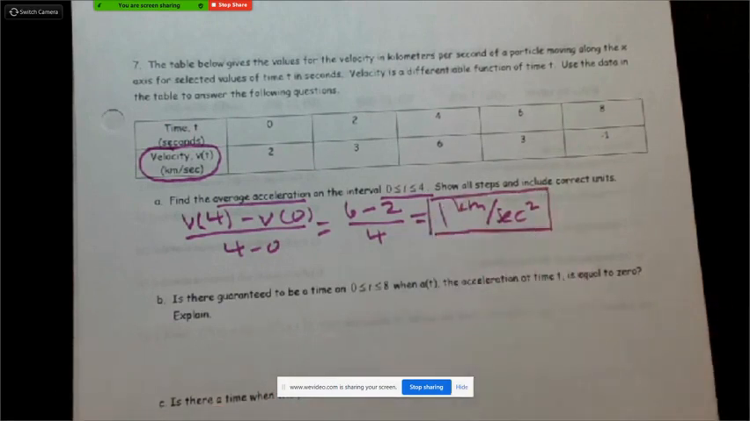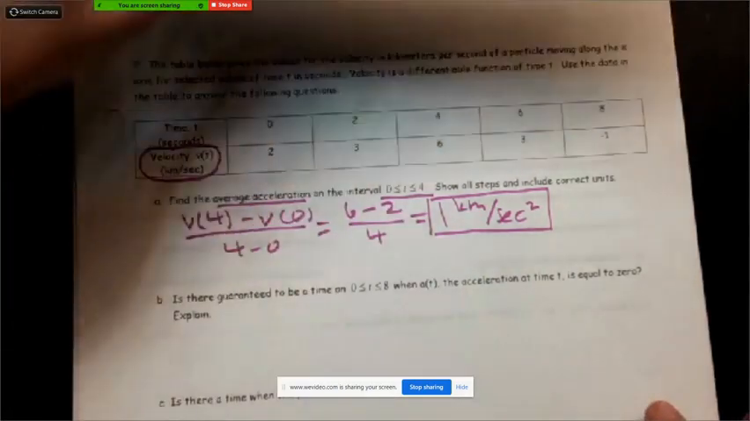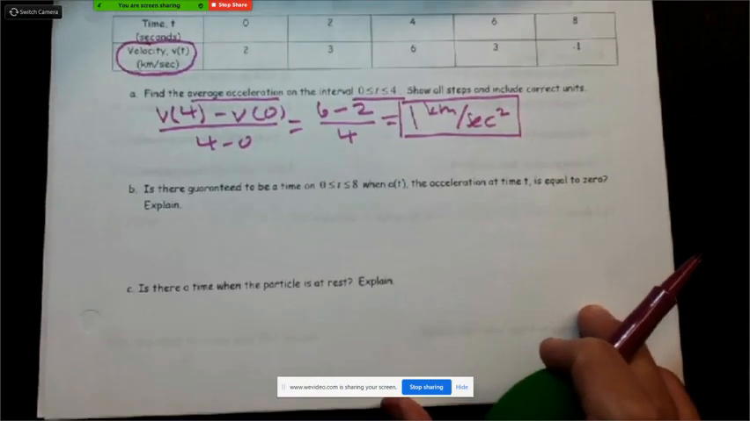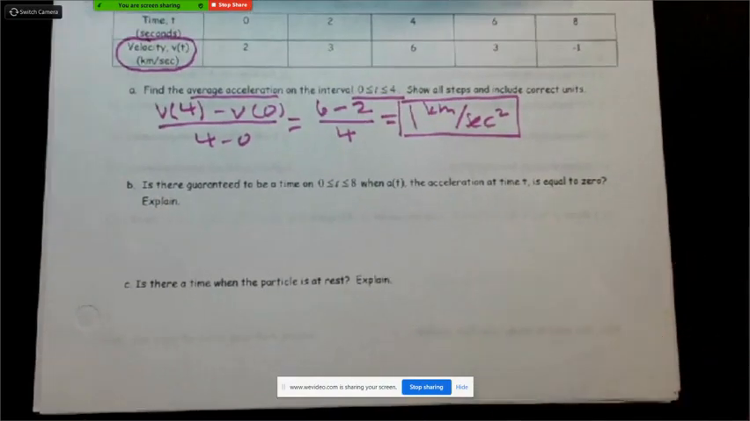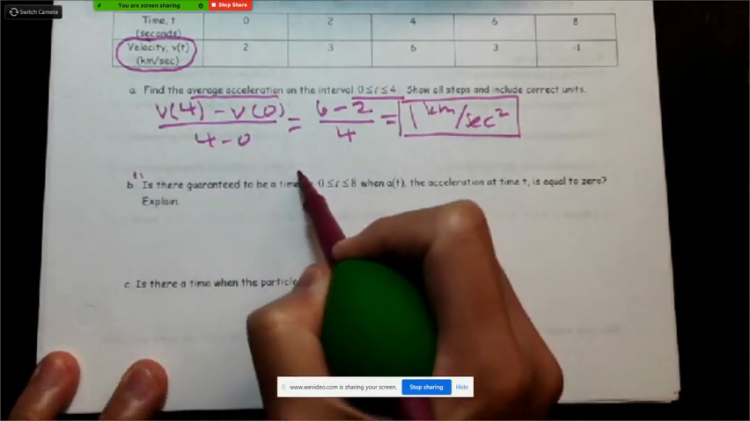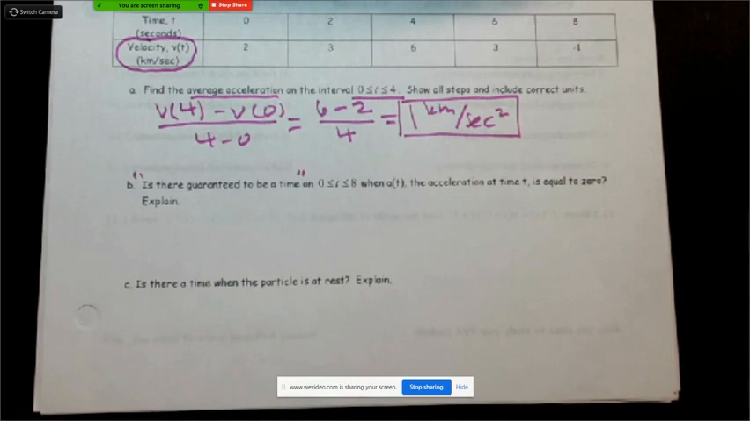Okay. Part B. So let me move this up quite a bit. Part B is saying, is there a guaranteed time? Now, every time they use the phrase, is there a guaranteed time? Most likely the answer is yes. So we would have to use one of our theorems. Let's see if y'all remember the theorems. The first one is extreme value theorem. What's the second one? Mean value theorem, and then intermediate.